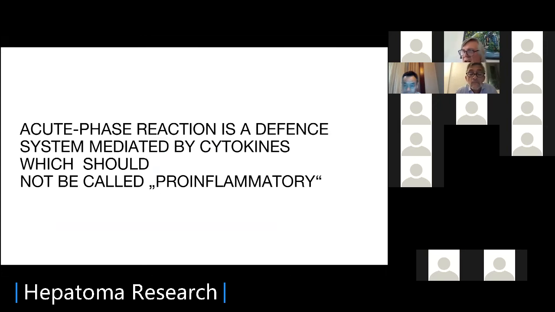IL-6, IL-1, TNF-alpha, they are called pro-inflammatory cytokines. So that means that you should inhibit them, but this is not the real interpretation. IL-6 is a defense mediator in the first inflammatory reaction. And that's the message I want to give. Thank you.